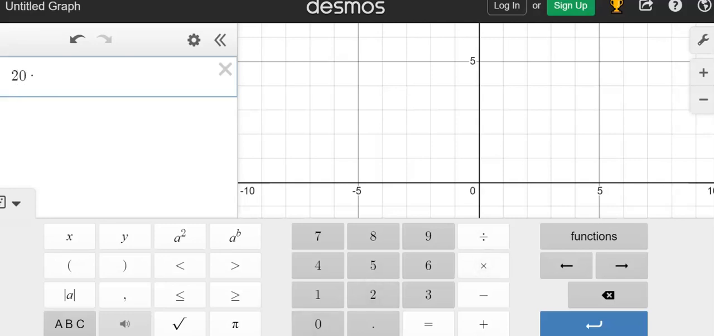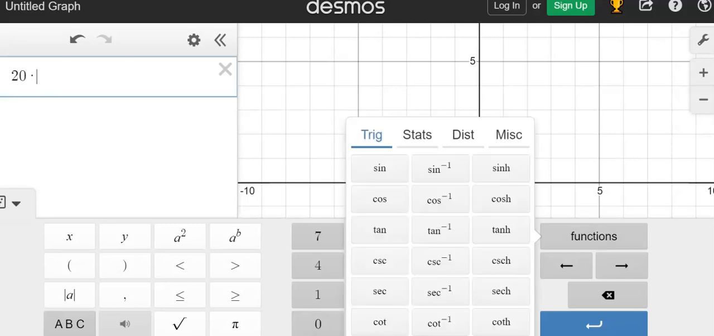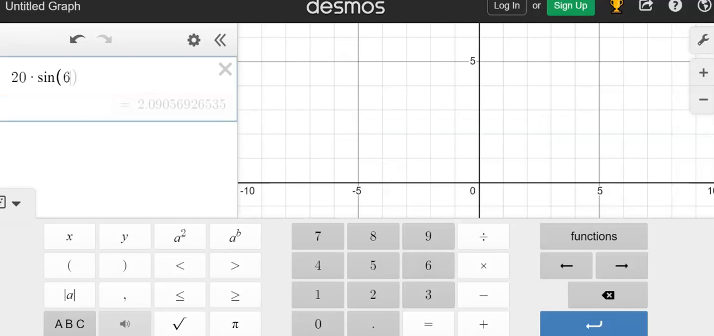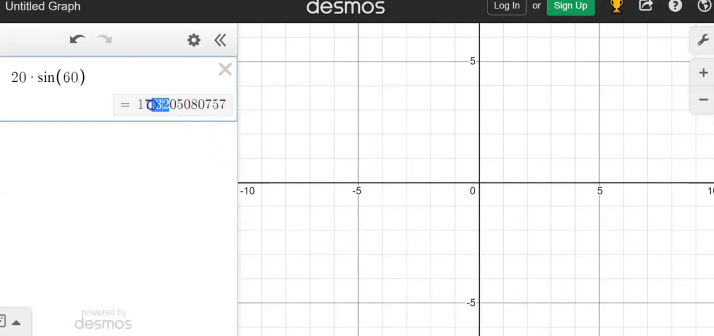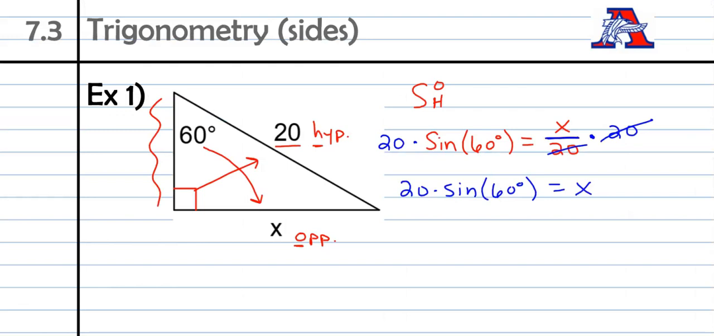20 times, and if you hit functions, you can find the sine. It'll open parentheses for you, and then you just type in 60. And since we're already in degree mode, we're just done. We don't need to type in the degree sign. Then we'll get in the habit of rounding to the nearest hundredth unless it says otherwise. So first two decimals, we look at the third, this 0, to decide where to round, and we stay the same since it's less than 5. So 17.32. So x is 17.32, or 17.32 equals x, and we're done.